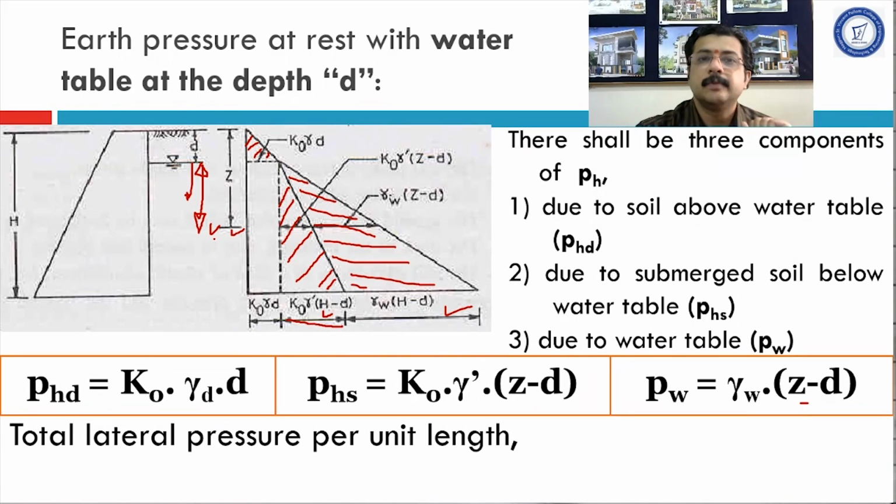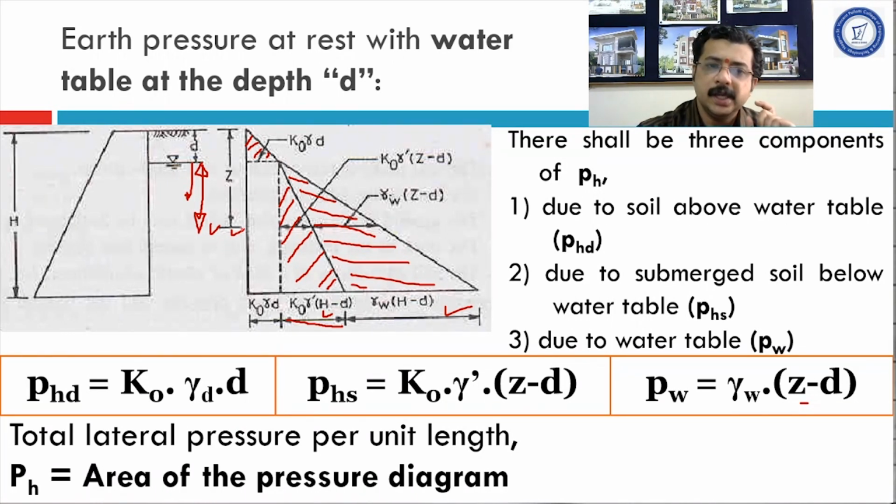Now suppose I want to find out the total lateral pressure per unit length, that means horizontal thrust. What should I do? I should find out the area of this complete pressure diagram. So the area of this triangle at the top I will find out as half base into height. How much is the base? This base is K0 into gamma multiplied by D. So this is known to us. Height is small d, so half base into height. This will be the total pressure acting per unit length due to the dry portion of the soil.